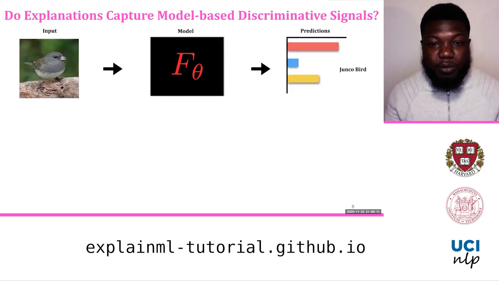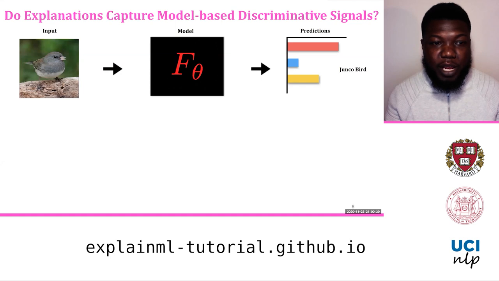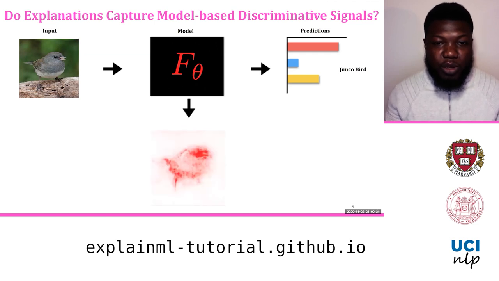Let's say we're given a model F theta. In this case, think of it as an Inception V3 model or ResNet 50 that was trained on ImageNet. The prediction of this model on this input is that it's a Junco bird. As we've discussed before, we're interested in interpretation or explanations derived from this model about this particular prediction. So let's say we compute a saliency map for this particular input.